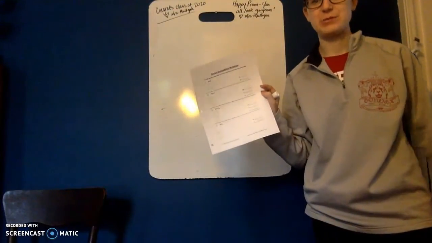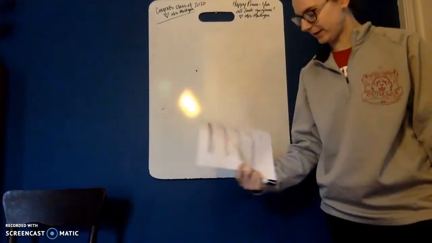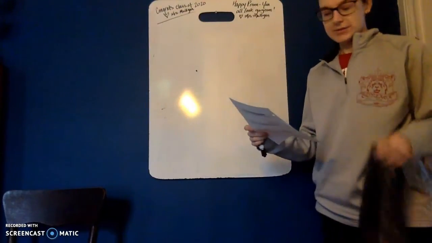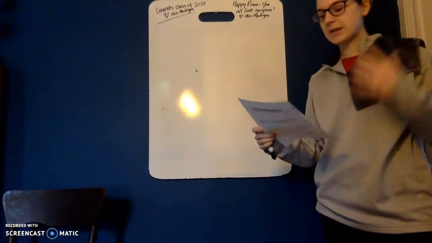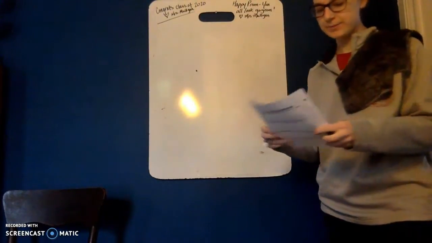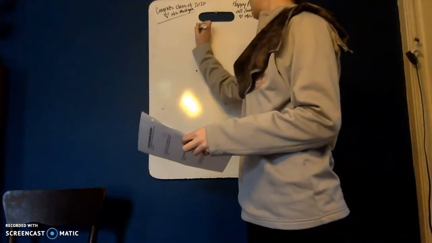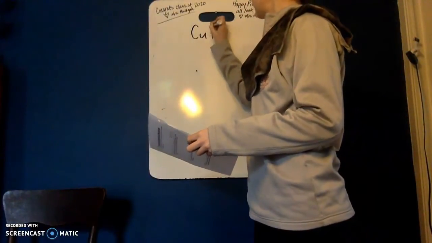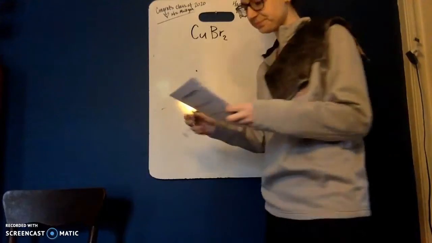But this is the worksheet we worked on last week that has about 8 questions. So we're going to start with number 1. We're going to find the percent composition of the elements in copper 2 bromide. So the chemical formula for copper 2 bromide is CuBr2.